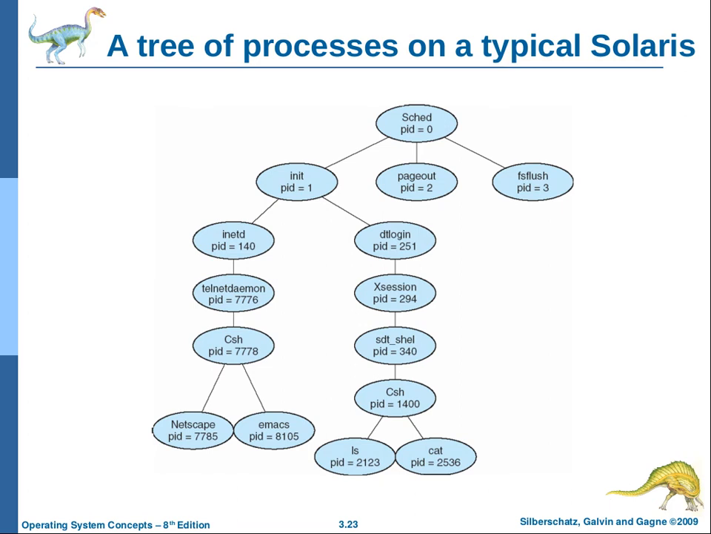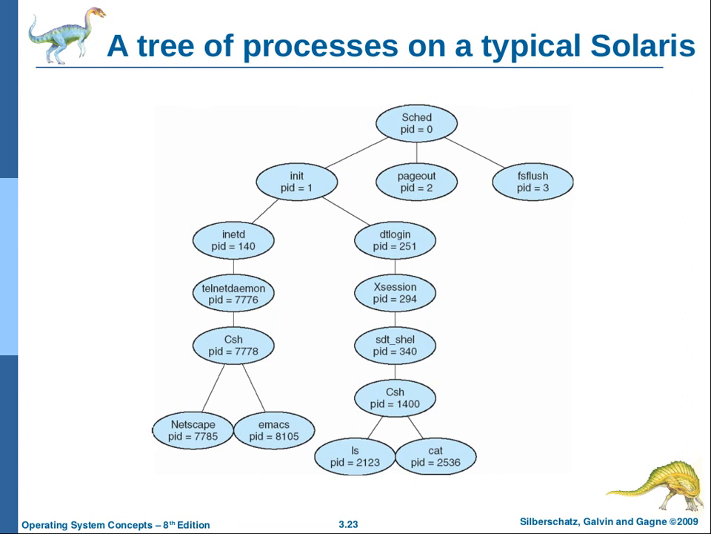All right, a tree. So, top one scheduler, PID 0. Who do you think holds PID 0? Well, BIOS. No. BIOS is done when the operating system starts. What part of the operating system? Kernel. The kernel. Kernel 0. All right, page out, FS flush.